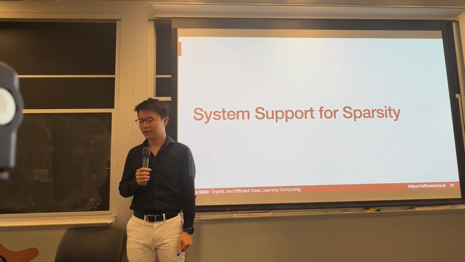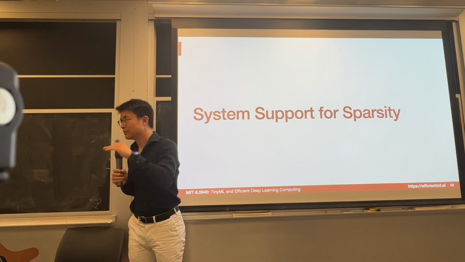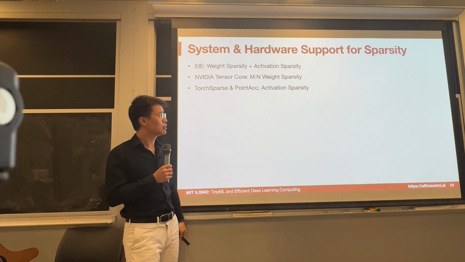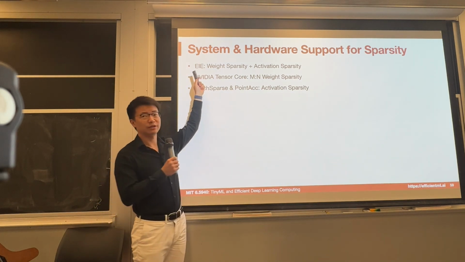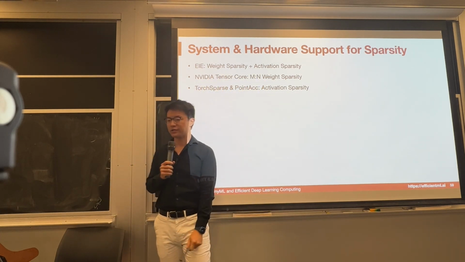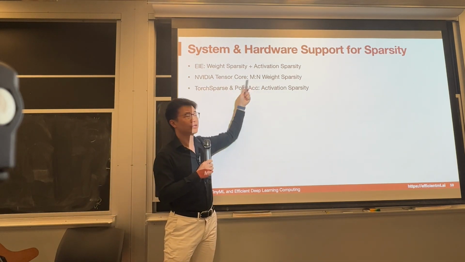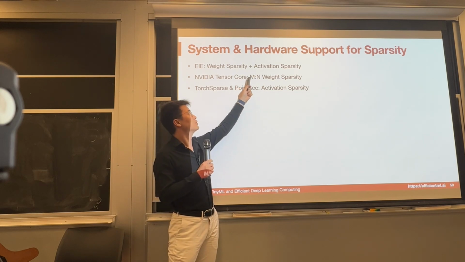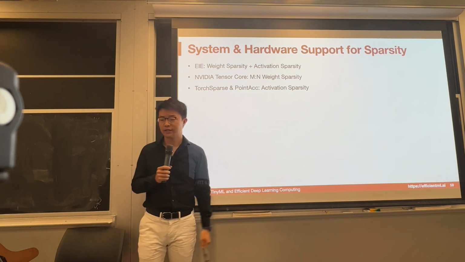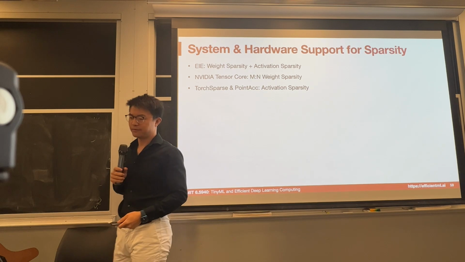I'm going to introduce the system and hardware support for sparsity, so you can turn those FLOPs reductions into measured speedup. And we're going to introduce three lines of work: the efficient inference engine that takes advantage of weight sparsity and activation sparsity; then the NVIDIA Tensor Core that takes advantage of 2 to 4, or in general M to N, weight sparsity; and finally, TorchSparse and PointAcc to take advantage of the activation sparsity.